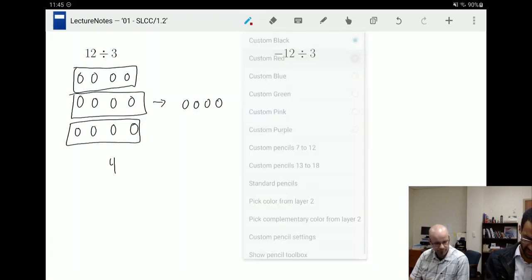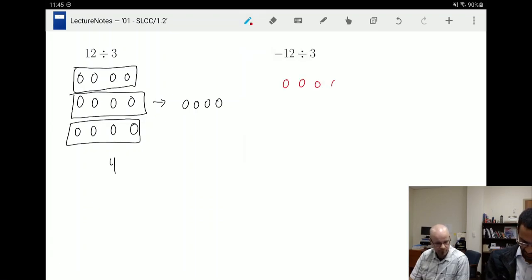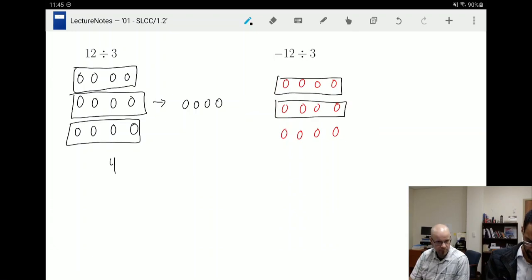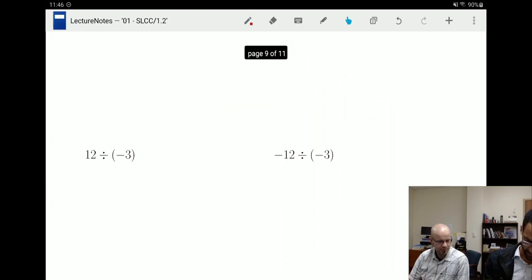Okay. What if I had 12 red circles, right? 12 negatives. And I broke that up into 3 equal-sized groups. 4 red circles. So that will be a -4. Okay, I don't think those are too difficult. This is where it gets a little tricky.